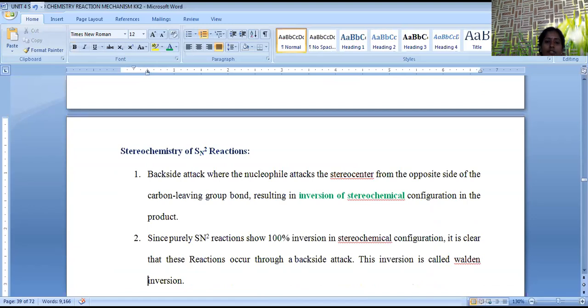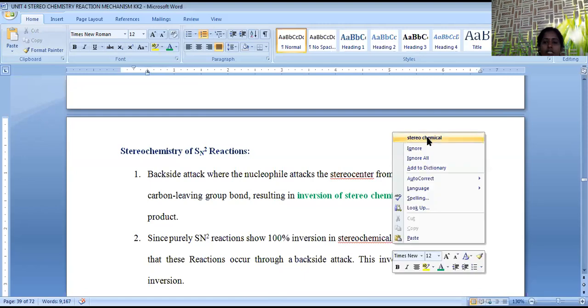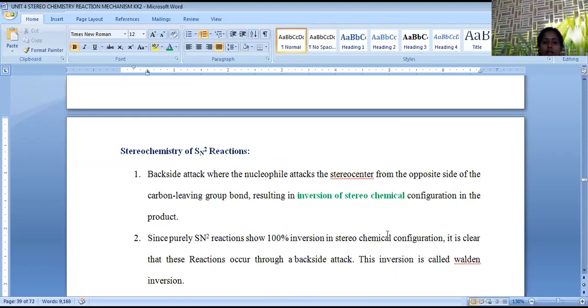And stereochemistry of SN2 reaction: always in SN2 reaction we will get inversion of stereochemical configuration, as the nucleophile attacks the carbon from the back end with respect to the already existing nucleophile. That's the reason why inversion is the stereochemistry in case of SN2. Since purely SN2 reaction shows 100% inversion of stereochemical configuration, only one product with the inversion of the configuration is obtained, which was observed by Walden.